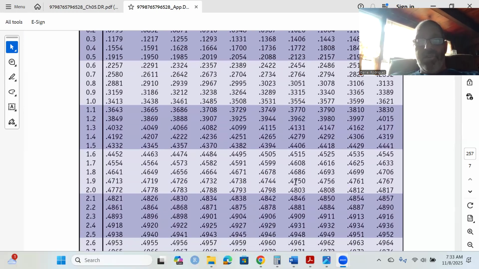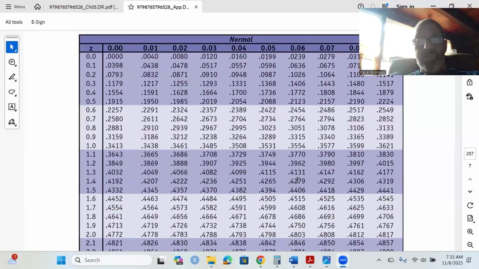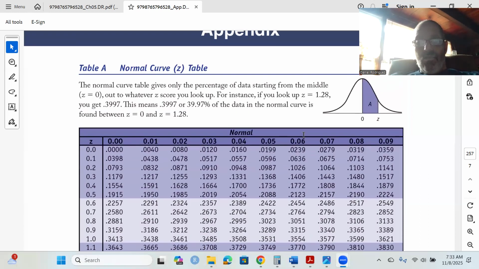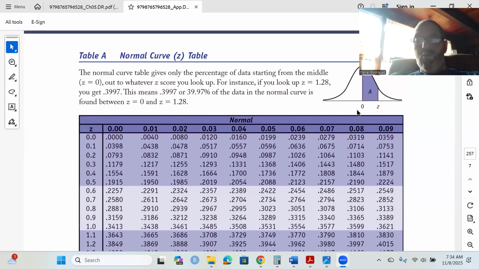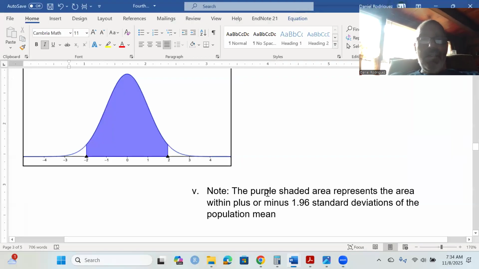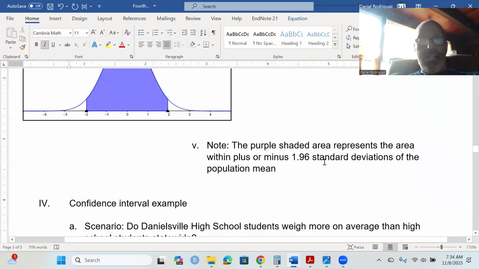0.475 is right here. So it's 1.96, right? That's a 6. So I need a 1.96. So 1.96 is the value that cuts off this distribution so that beyond it we have only 2.5%, and below it we have 97.5% of all values. Okay, let's go back here, and we see that that's 1.96.